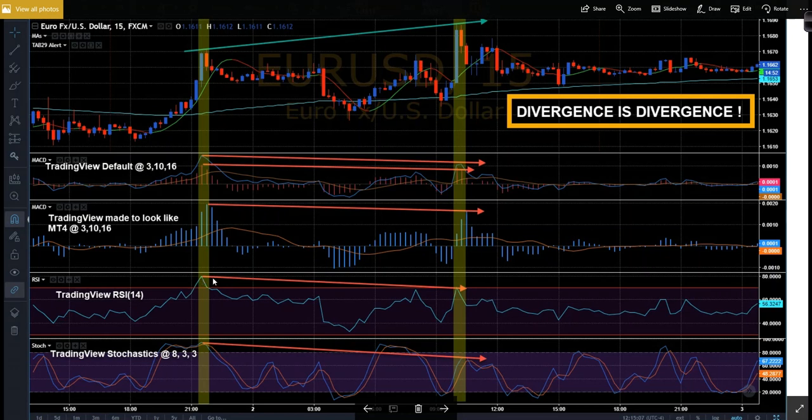And guess what? Well, 70, 80, whatever. Doesn't matter. Look at where it comes down here for this high. It's come down. It's divergent. What about stochastics? Way up here, way down here. It's divergent. So, divergence is divergence, guys.